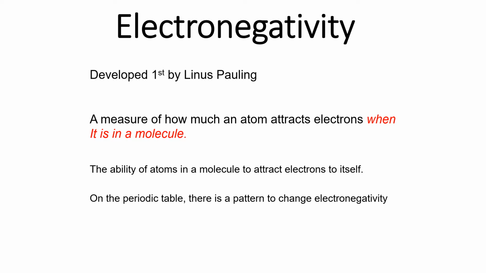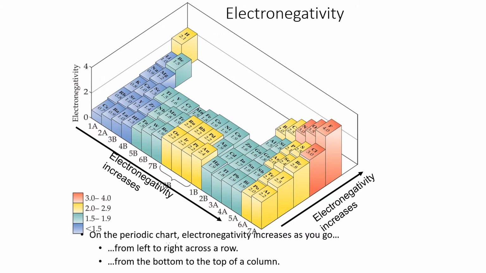On the periodic table, there's a pattern to how electronegativity changes. Let's study that pattern. This image represents the change of electronegativity across the periodic table. In this periodic table, there's a three-dimensional view. The height represents the value of electronegativity. Here, we are not considering the noble gas column, so we neglect that group when counting electronegativity.